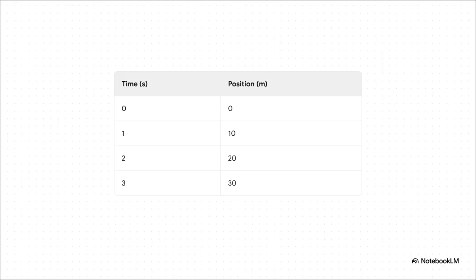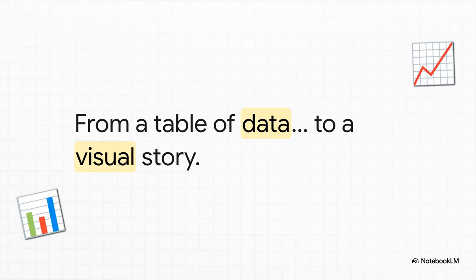You see? At time 0, our object is at position 0, the starting line. 1 second later, bam, it's at 10 meters. 2 seconds in, 20 meters. You get the idea. But let's be honest, a table of numbers is kind of boring and hard to read quickly. The real magic happens when we take those numbers and plot them on a graph.